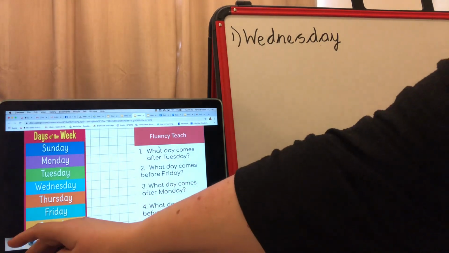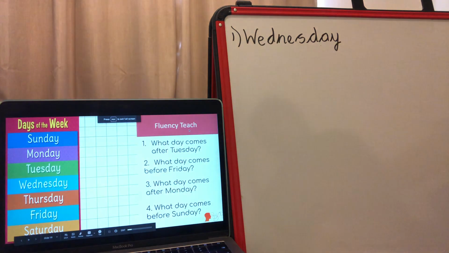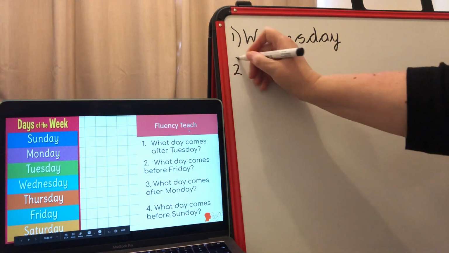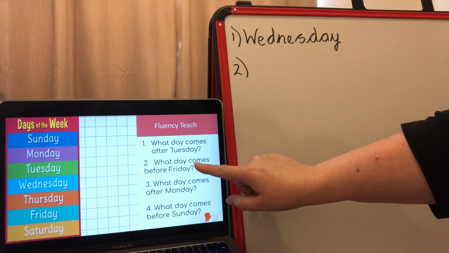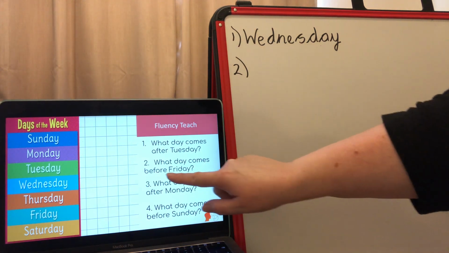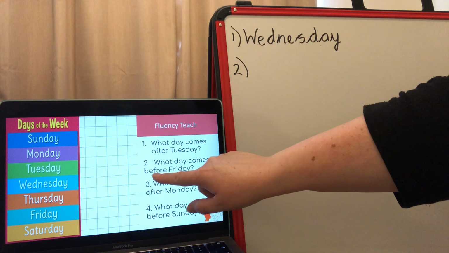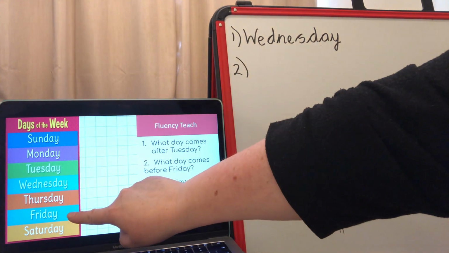Okay, I'm just going to see if I can get the bit at the top of my screen to disappear. That's better. Okay, so number 2. We've got to read the question carefully because it's not asking for the day after. It says, what day comes before Friday? So I've not got to go to the one after, I've got to go to the one before. So watch how I do it. There's Friday, the one before.